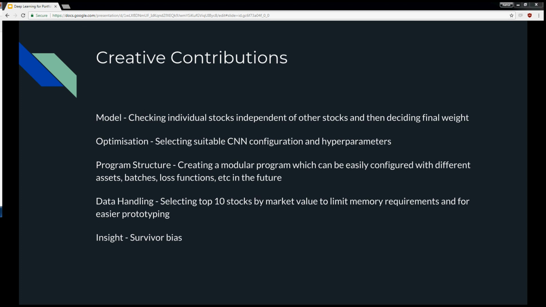And the last one was data handling, that was selecting the top 10 stocks by market value. As you may have noticed, we only selected 10 stocks. That was only because of time and memory constraints. We could have run this portfolio management on the entire 500 stocks that were present in the S&P 500. We checked this model, and it was able to scale pretty efficiently. So we are confident that we can use n number of stocks in this model.